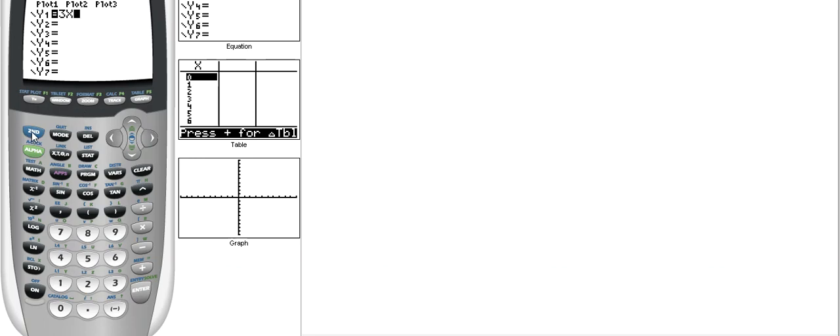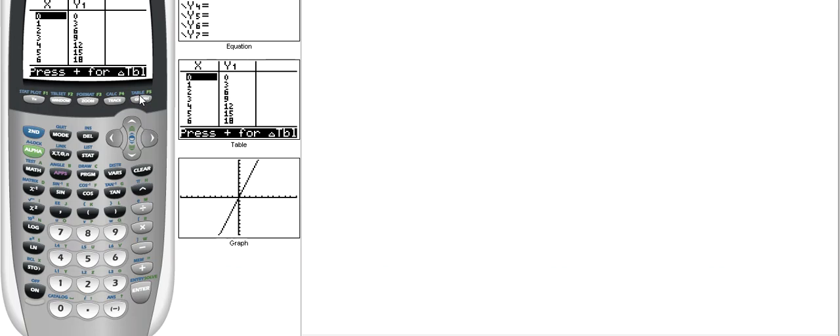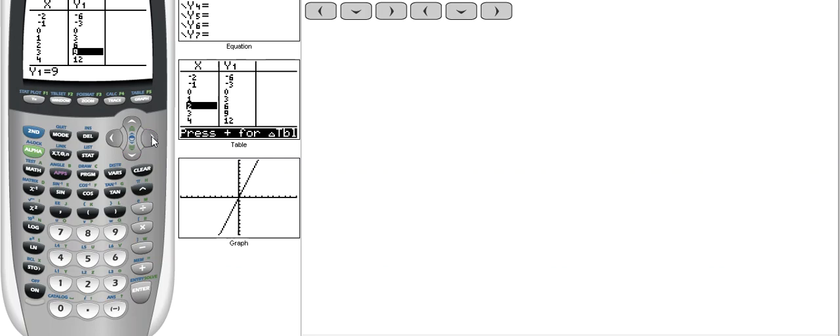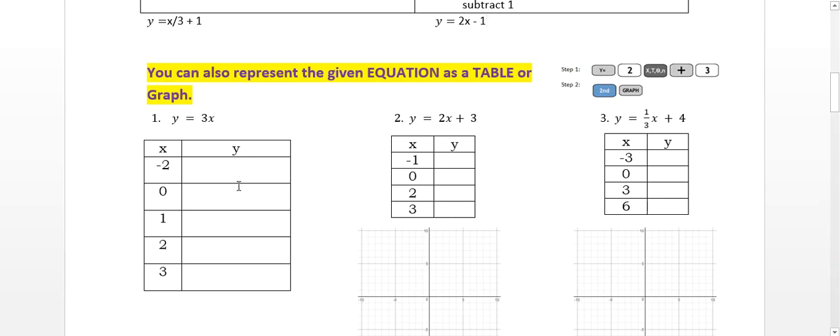And then we're going to go to our table, so second graph. And then they're looking for negative 2, 0, 1, 2, and 3. Negative 2 I'm going to have to scroll up for. So negative 2 is across from negative 6, so that's one of our answers. We have 0, which is across from 0. 1, which is across from 3. 2, which is across from 6. And 3, which is across from 9. So we're going to go back to our notes and type in those answers that we just found.